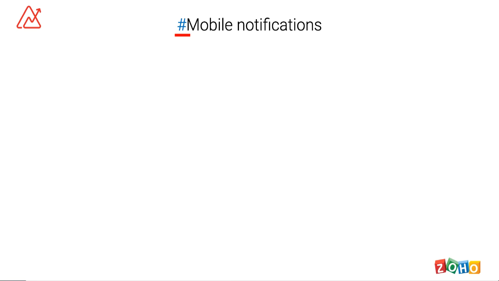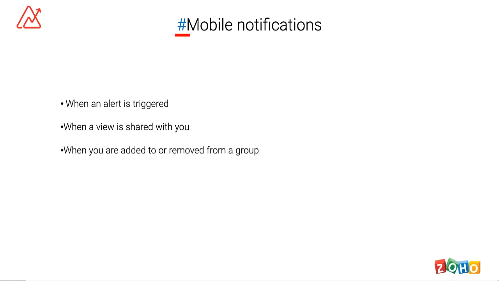So that's why we brought in the mobile notifications for our users, where you can get notified when an alert is triggered. You can get notified when a view is shared. And if you're removed or added to a group, you get a notification. And finally, when a scheduled import fails, you get notified immediately. Now, this helps you to take action on these items the moment you get notified with the mobile notifications.